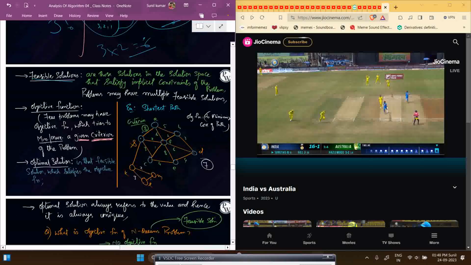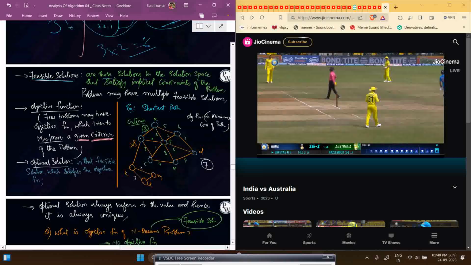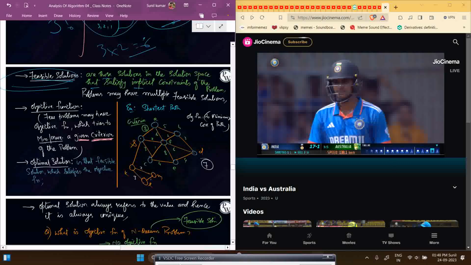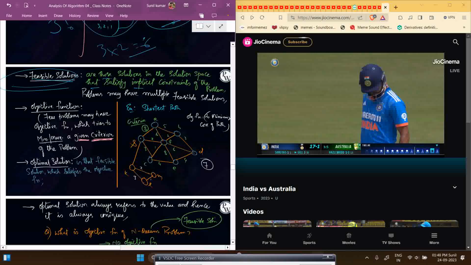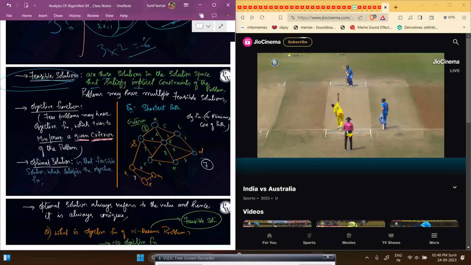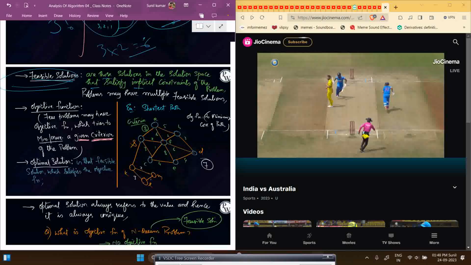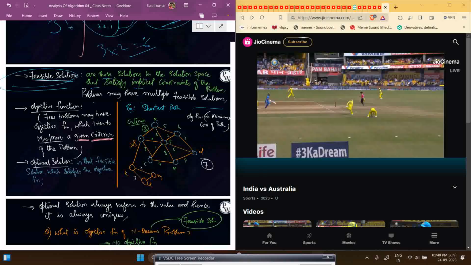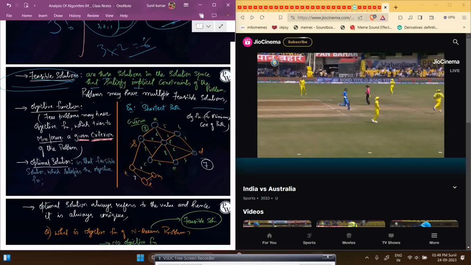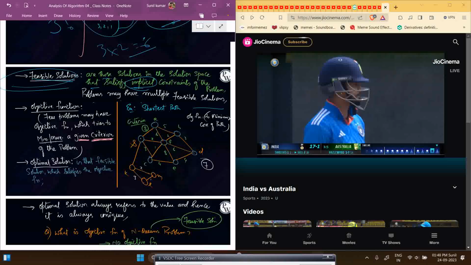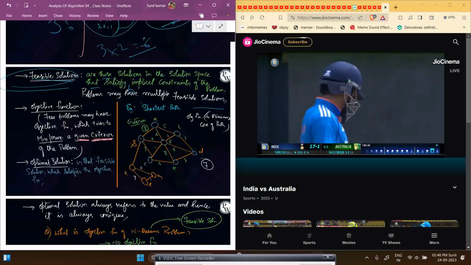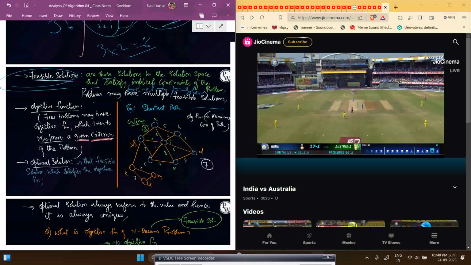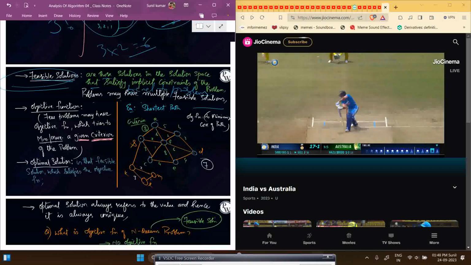Feasible solutions are those solutions in the solution space that satisfy the implicit constraints of the problem. A problem may have multiple feasible solutions. The implicit constraints are the local constraints of the problem.